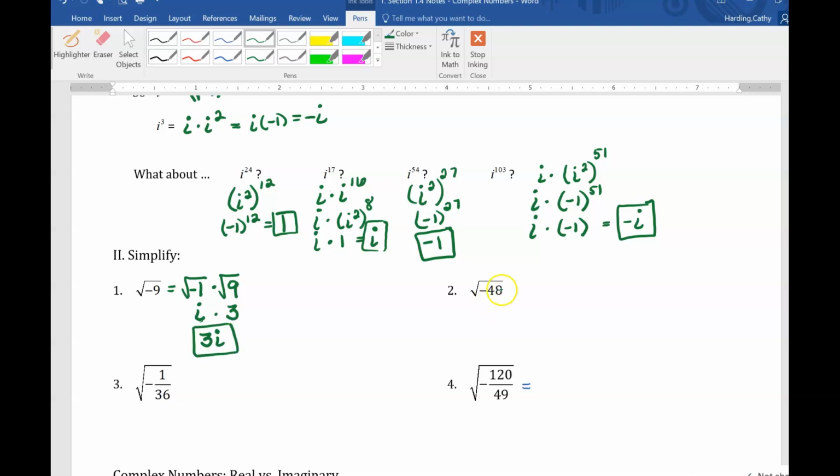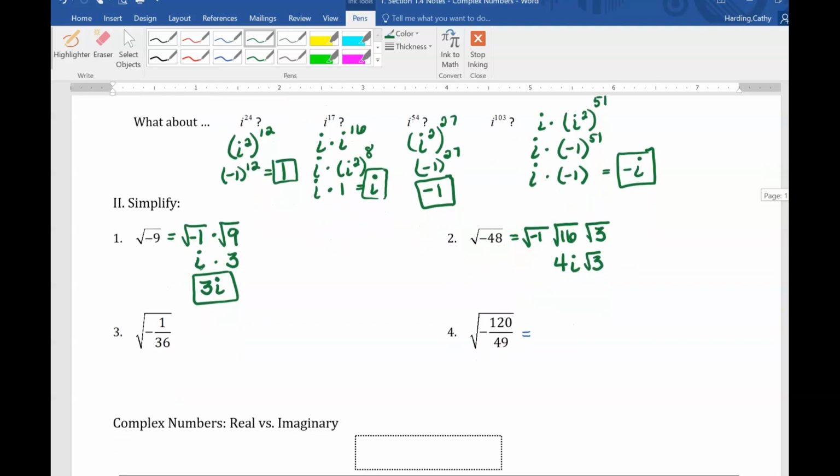Next, the square root of -48. Well, 48 isn't a perfect square, but splitting up the 48 into its factors still applies. So it could be the square root of -1 times the square root of 16 times the square root of 3. The square root of -1 is i, and the square root of 16 is 4. So we're looking at 4i times the square root of 3.